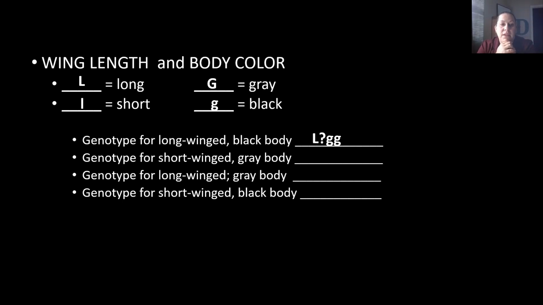What about the genotype of a short-winged, gray-bodied fly? Well, in this case, they have two little l's, so they have short wings. But the gray body means that they have a capital G, but we don't necessarily know what the other G has to be. What about a long-winged, gray body? Well, as long as they have a dominant L and a dominant G, it doesn't matter what the other two are. But the last one, guys, is the recessive. If they're short-winged with black bodies, they have to have two little l's and two little g's. That is the only option that they have.